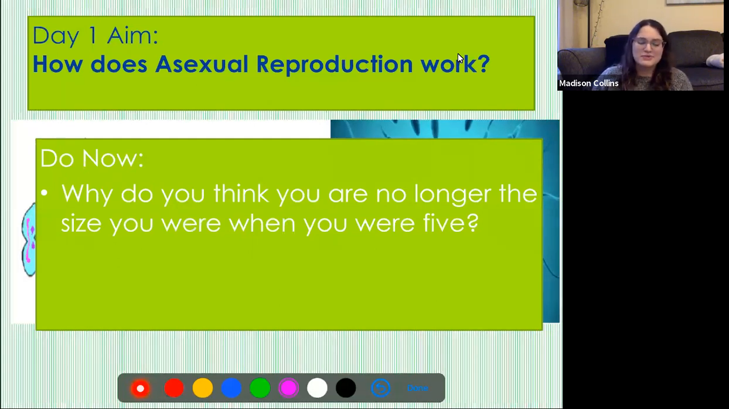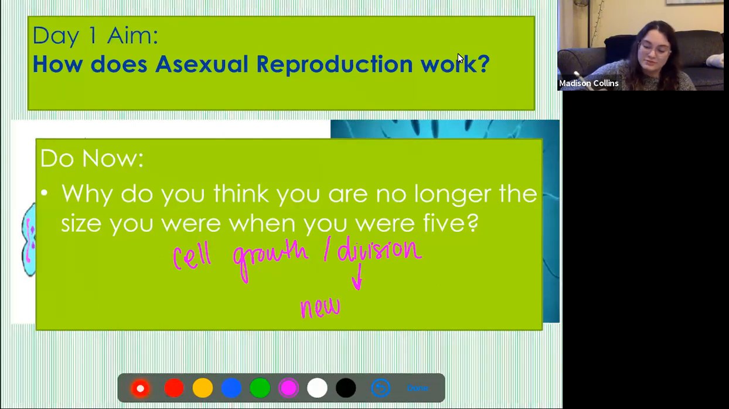Okay. So why do you think you are no longer the size you were when you were 5? What happened? Well, this is all due to something called cell growth and division. Okay, and we'll be talking about cell division a lot in this unit, but we need to know that cell division is what allows us to create new and more cells. Okay, so I'm going to put more new cells.